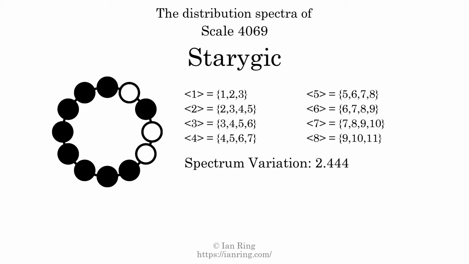The spectrum variation of this scale is 2.444. Since the variation is greater than 0, this indicates that the scale is not perfectly even. The highest spectrum width is 3. Since this is greater than 1, we know that this scale is not maximally even.